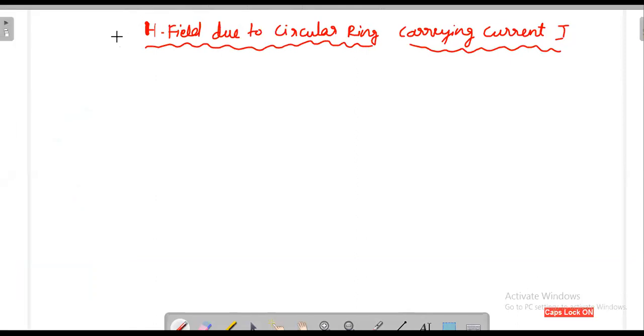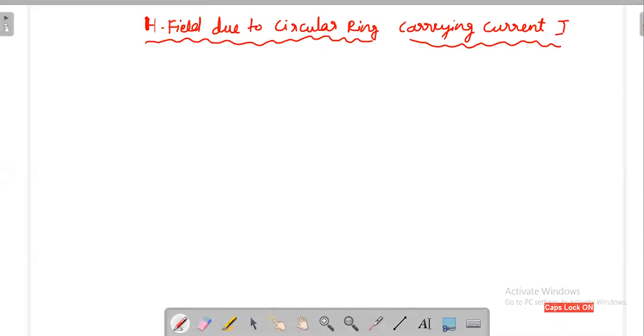Okay, so in the previous case, the current is flowing in the linear conductor. Now the current is flowing in the circular conductor. Now we take three axes, axis 1, 2 and 3. Okay, so this is X, Y and Z.